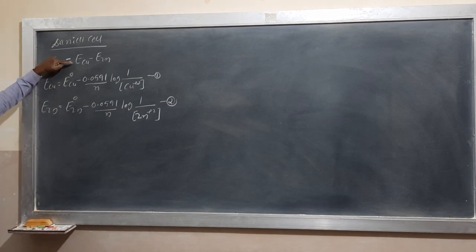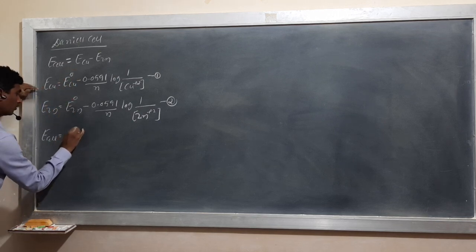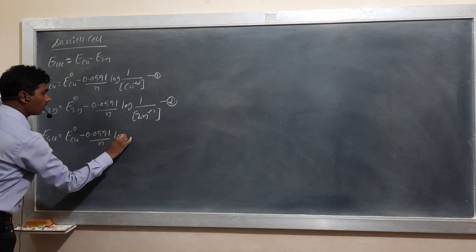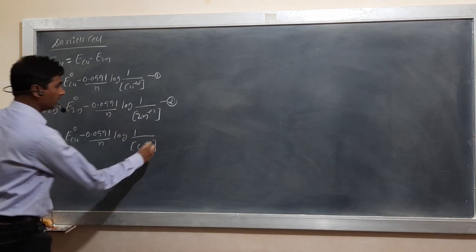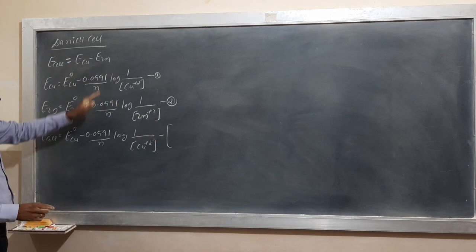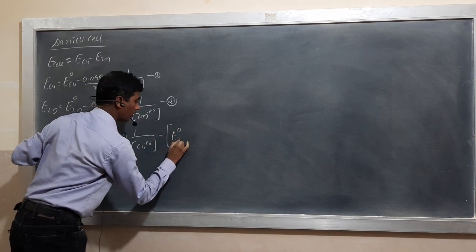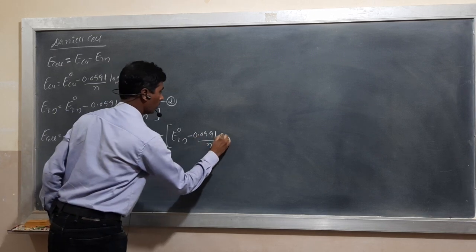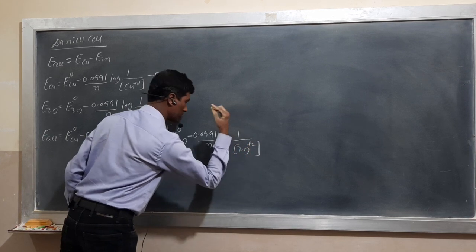So what is the E of cell? E of cell is equal to E of copper minus E of zinc. What is the E of copper? E of copper is equal to E naught of copper minus 0.0591 divided by n log of 1 divided by Cu2+. Minus E of zinc, which is E naught of zinc minus 0.0591 divided by n log of 1 divided by Zn2+. Yes, this is the equation.